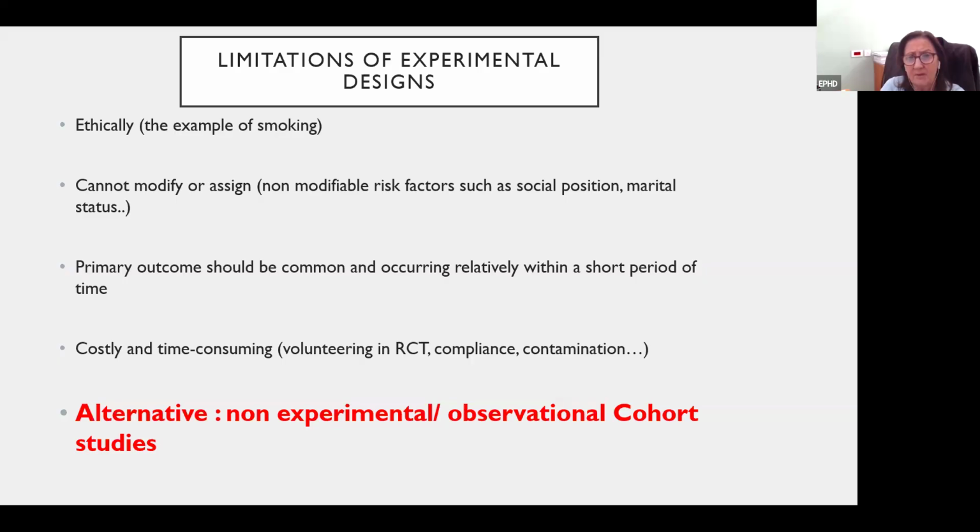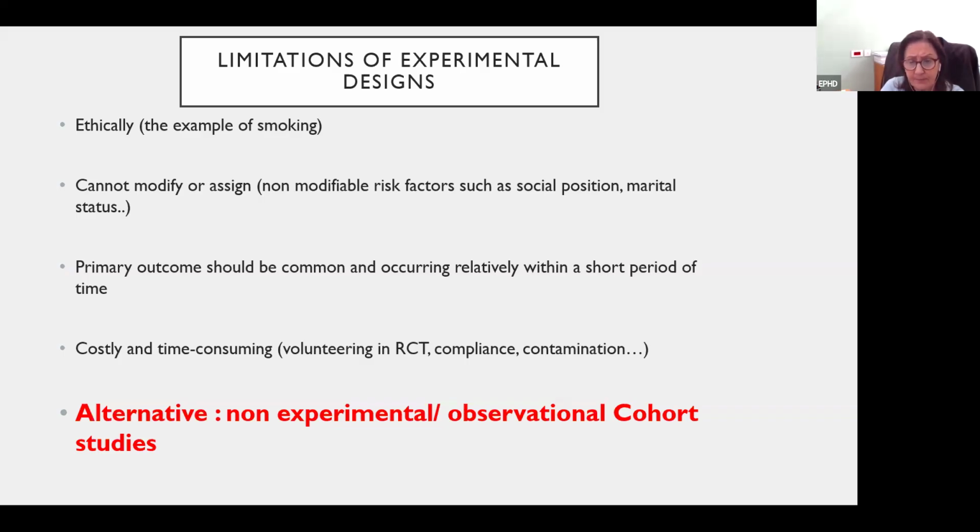Whenever you think about an RCT design, you think of an outcome that occurred within a short period of time. And sometimes you have to wait longer to see the outcome. So it is more costly and time consuming to be in an experimental design with large numbers. First, of course, even recruiting for an RCT is not as easy. People volunteer in an RCT, compliance with the treatment or with the program that we establish, and sometimes the contamination.